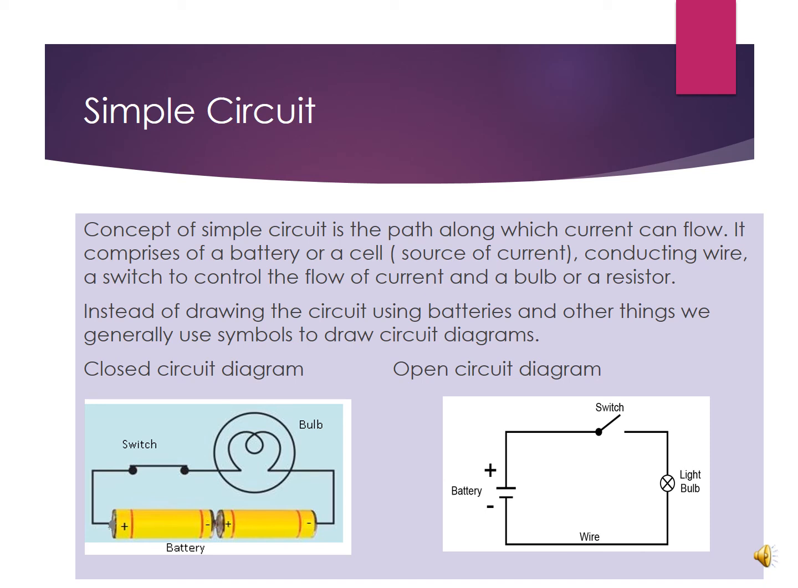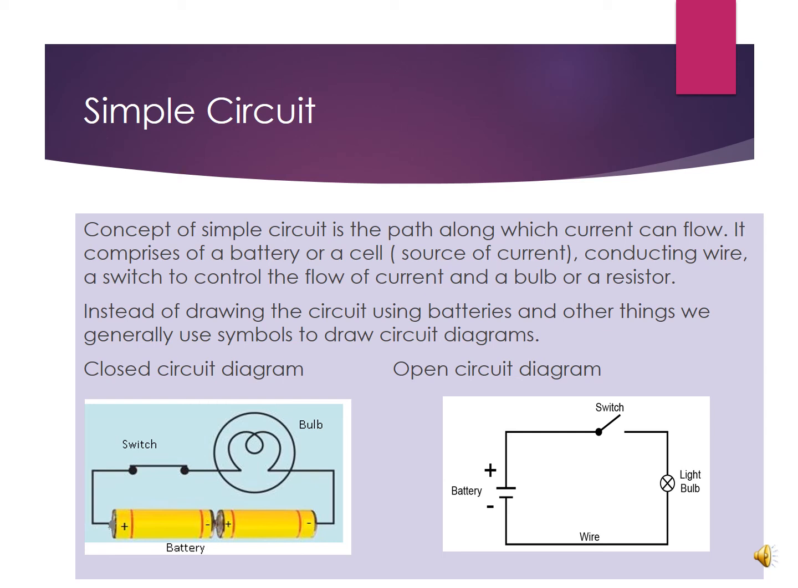Now we are coming to the simple circuit concept. A simple circuit is nothing but the path along which current can flow. To have a simple circuit, we need a source of electrons, a source of current, that is nothing but the cell or battery. To have the path, we need conducting wire.